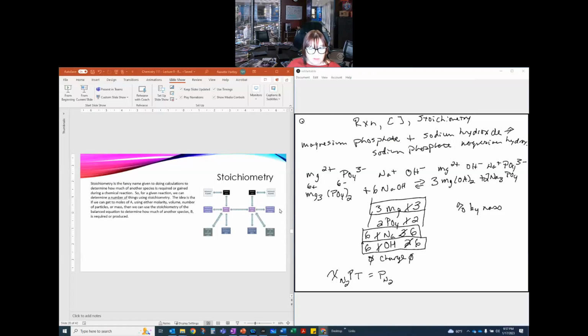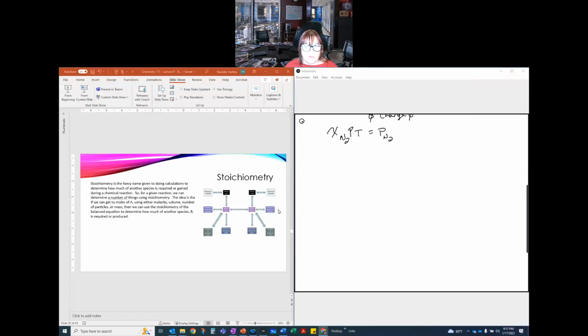Now, stoichiometry. Oh, stoichiometry is one of my favorite things. Stoichiometry is a fancy word for how we talk about how much of something we have. So we can talk about the mass of sodium hydroxide that we were given. Then we want to talk about the number of moles of sodium hydroxide that is. I'm going to make this bigger just so you can see this.